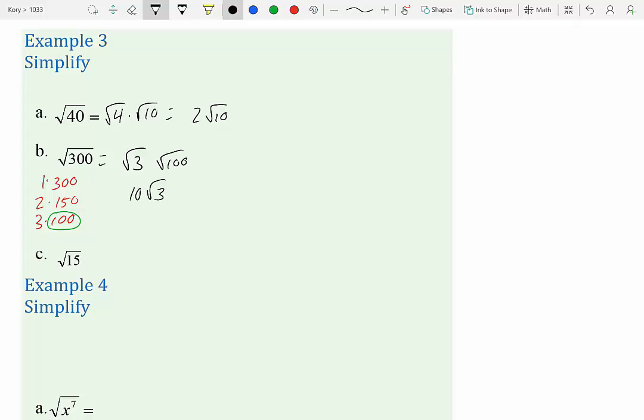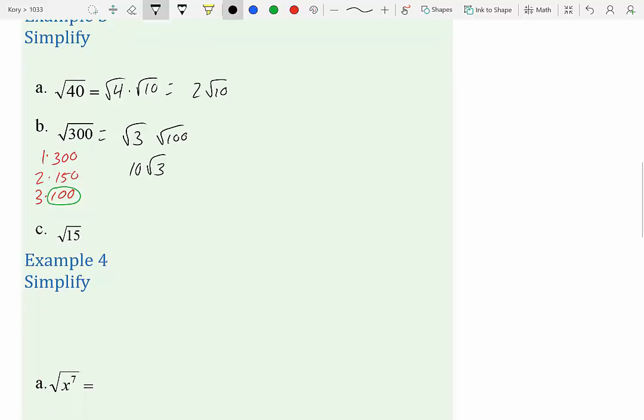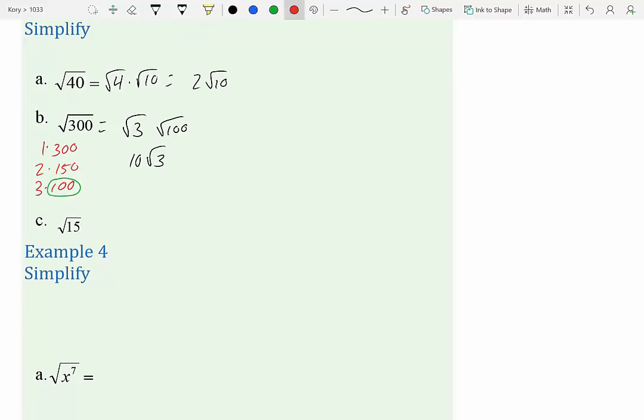The radical always goes second. It always goes last. Okay, now the square root of 15. Let's see what factors we have for 15. Well, that's 1 times 15, 3 times 5, nothing else. You see how none of those are perfect squares? Therefore, this cannot be simplified. So, can't be simplified, that's our answer.